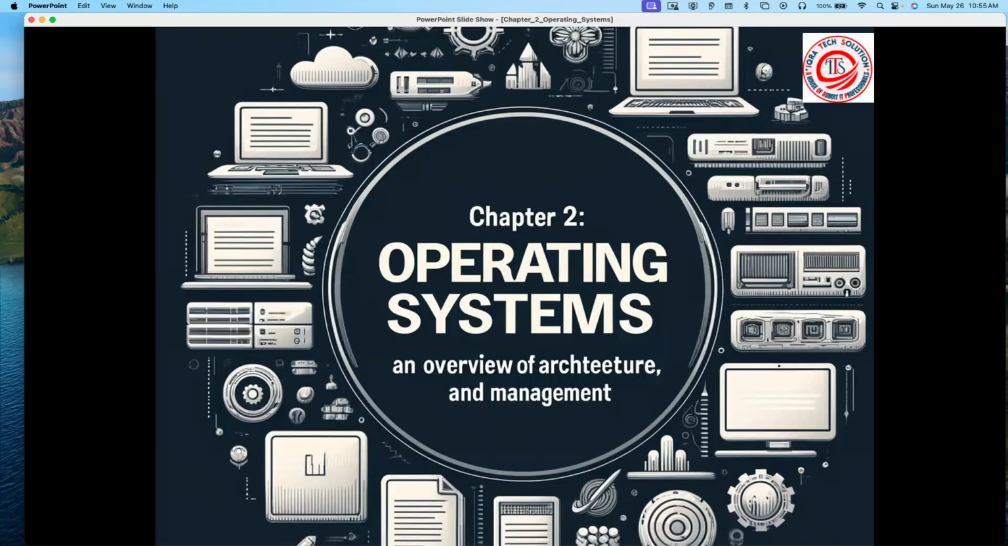Have you ever wondered how your computer actually works? What's going on behind the user-friendly interface? Today we are diving deep into chapter 2 of our series on operating systems. We are going to break down different types of operating systems, peek under the hood at their architecture, and see how they manage files, processes, and memory. Let's get started.